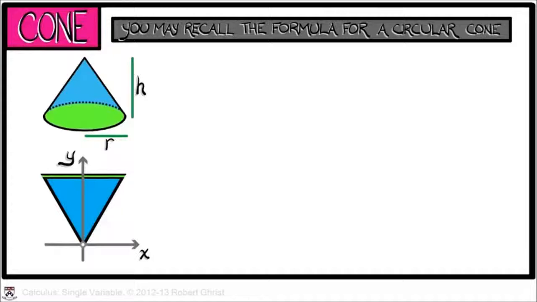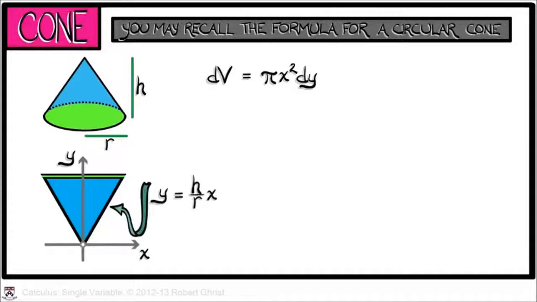All of these slices are going to be disks of some radius, and so the volume element is going to be pi times x squared dy, where x is the radius of this disk. But we want to integrate with respect to y, since our thickness, our differential element, is dy. So, writing things as we have done with the apex at the origin of the plane, we see that the equation for the line that determines the profile of the cone is y equals h over r times x.